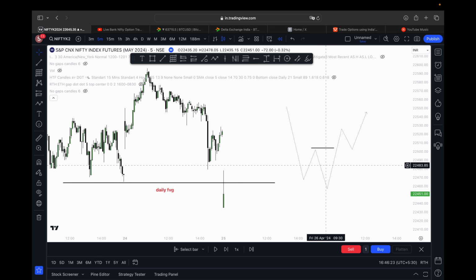Okay, this is the pattern we're looking for. Again, this can be high like this also, can be like this also. Okay, let's see how this pattern unfolds here.